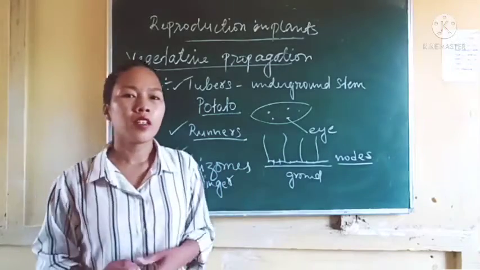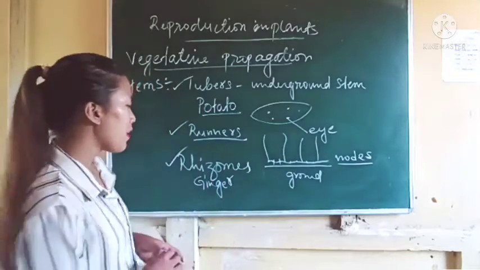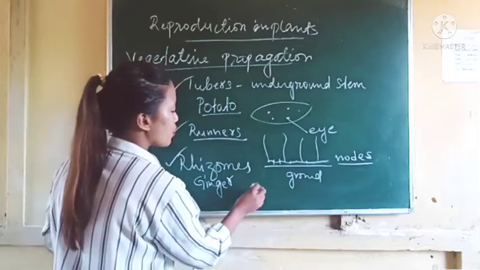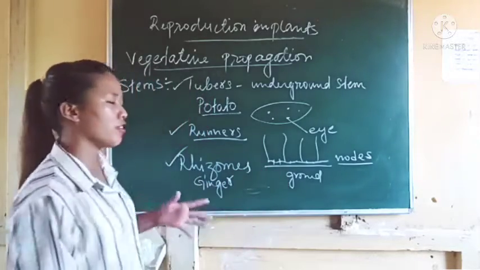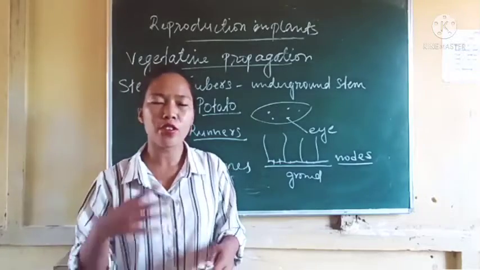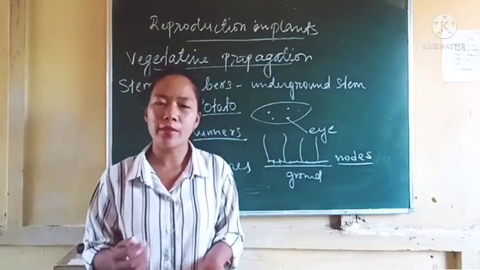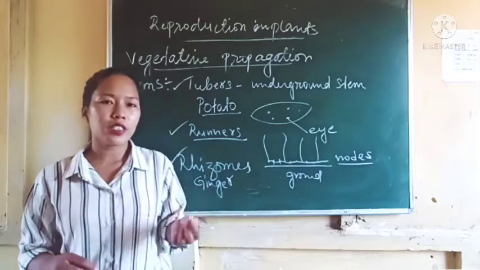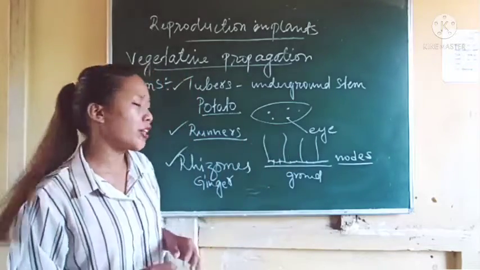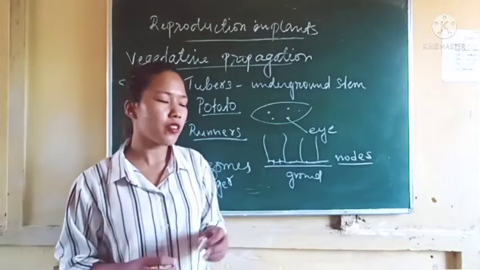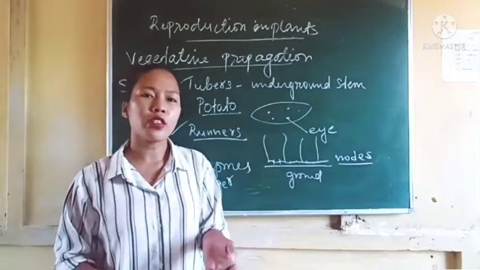In ginger there will be some buds. The buds which are on the upper surface, I will not draw this structure of ginger, so you know what ginger is. We normally take this ginger every time, yes or no? In this ginger you will see some small buds. The buds on the upper part will grow into a shoot.